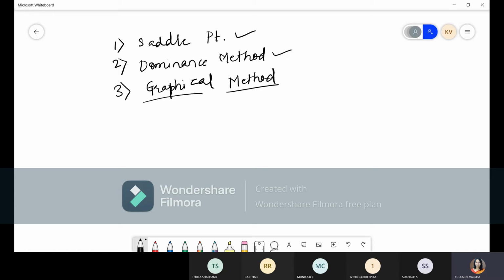You will be using this graphical method when there will be two rows and any number of columns, n columns, or there will be any number of rows and two columns. So either rows should be two or columns should be two, then only we can go for the graphical method, right? I'll explain the steps with examples, so let us go with the example first.